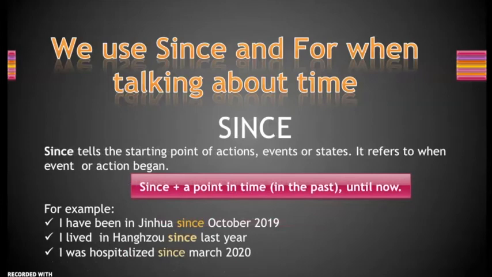We use since to tell the starting point of an action. It refers to when an event or action began. We use since plus a point in time, a time when something started. For example, I have been in Jinhua since October 2019. I lived in Hangzhou since last year. I was hospitalized since March 2020. So since is used only to tell the starting point of time, the starting point of the event, like since October 2019, since last year, since March 2020.